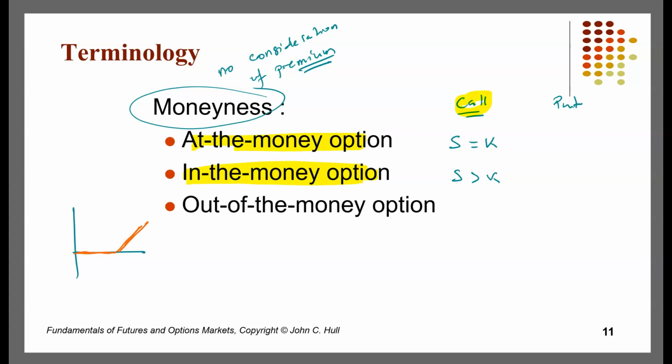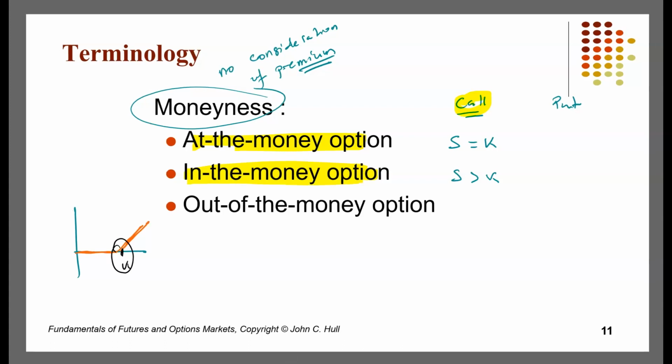And so we would be at the money, and this point here was a strike. So we would be at the money at this point. Remember, here we are ignoring the premium. That would be at the money. As soon as the stock price exceeds the strike price, we are in the money. And we are out of the money when the stock price here is below the strike price. So in this case, we are out of the money, we're in the money, and then we are at the money right there. That is for the call option.